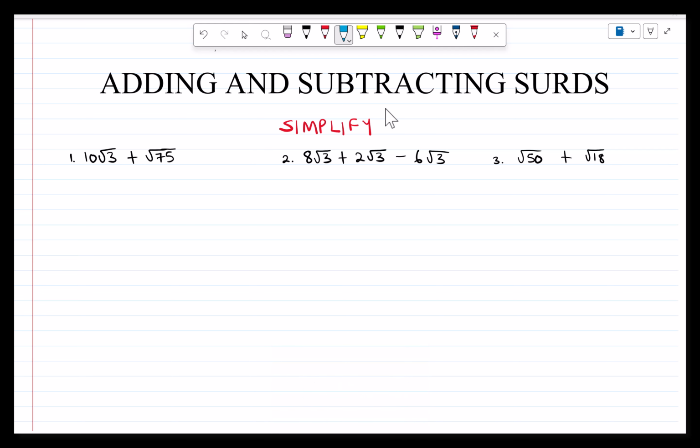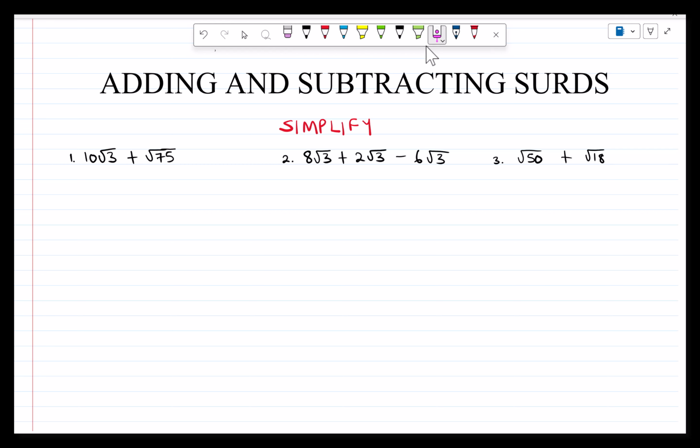When we're dealing with addition or subtraction of surds, we treat them the same way that we would when we are dealing with algebraic terms, meaning that we add or subtract like terms. So the first thing that we'd want to do is to change whatever is inside the square root sign so that it becomes similar to the one that we are adding. For instance, number 1, we have 10 root 3. That means for us to be able to add, we have to have a root 3 on the other side.